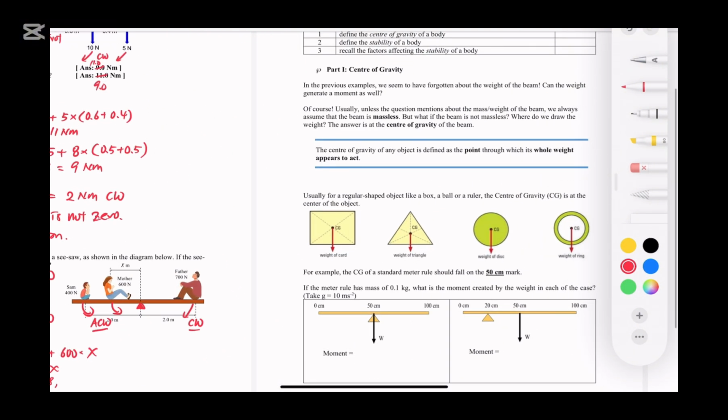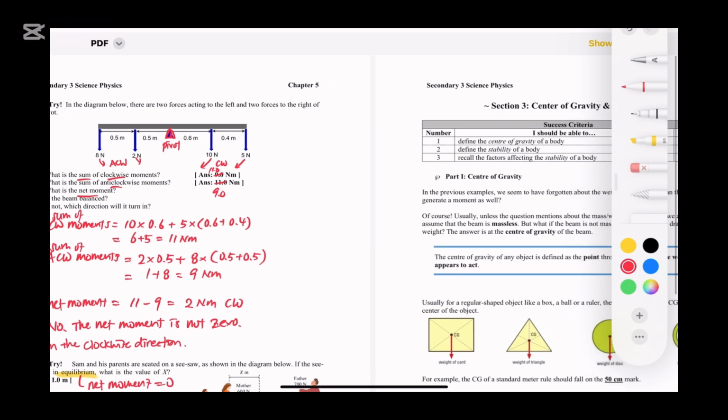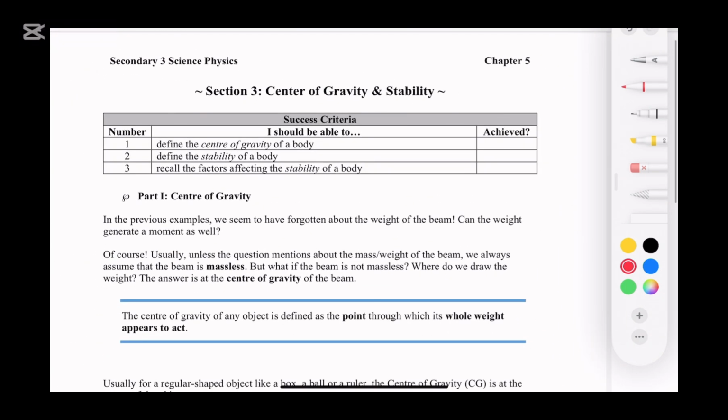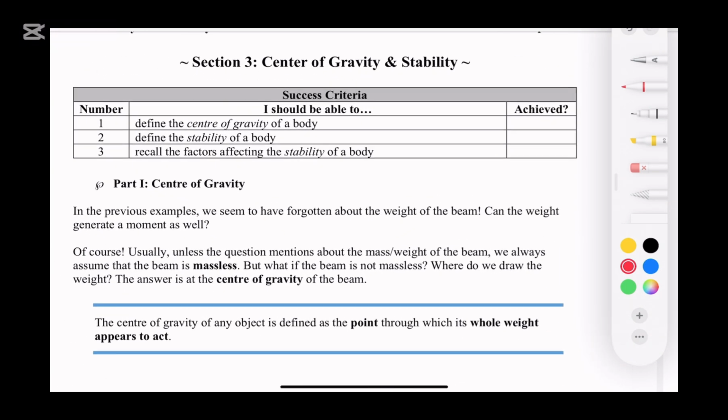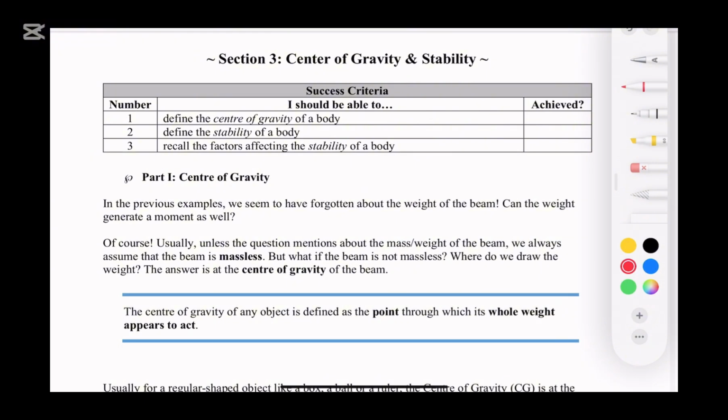Great. All right, so we are done with principle of moments, and we move on to the last concept in this chapter, which is called CG, center of gravity and stability. So you've probably heard of the word center of gravity, but what does it actually mean, you see?